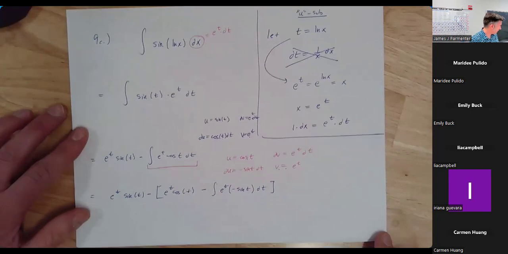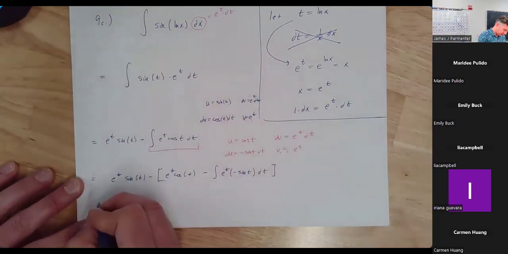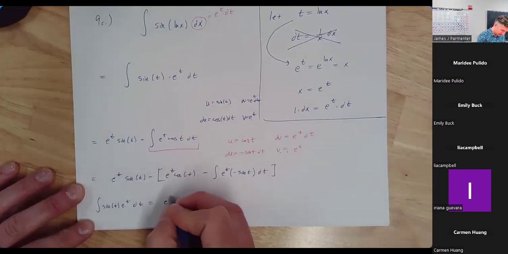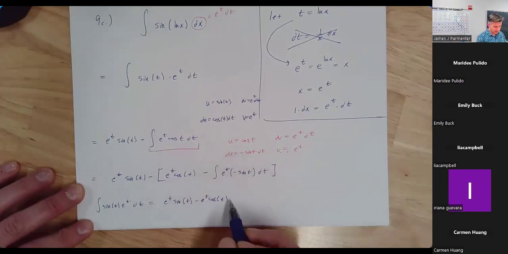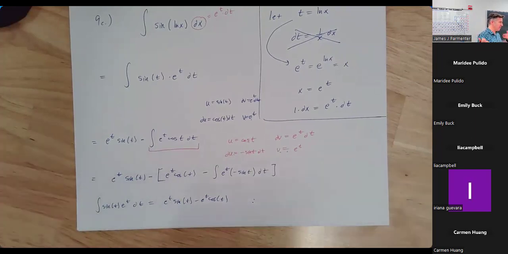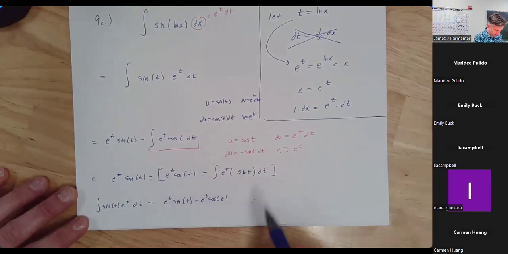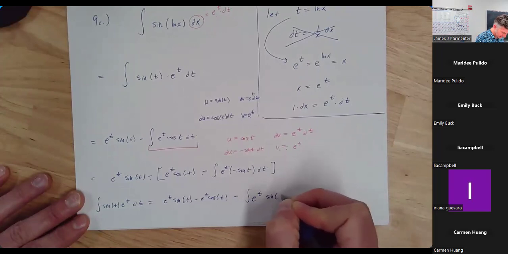So now we're going to do the simplification. I think it's helpful to write out the integral we're starting with on the left. So we have the integral of sine of t e to the t dt is equal to e to the t sine of t minus e to the t cosine t. And it really better end up being a minus the integral again, because if it was a plus, then they would just cancel out and that would be weird. But it is a minus because it's a minus, a minus, a minus. So it is minus the integral of e to the t sine of t dt.